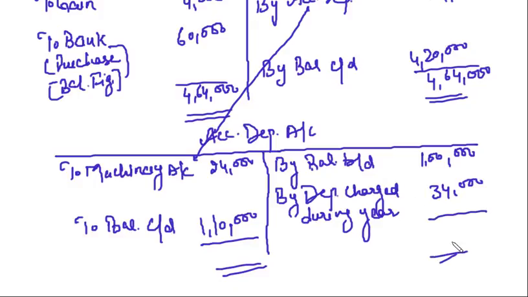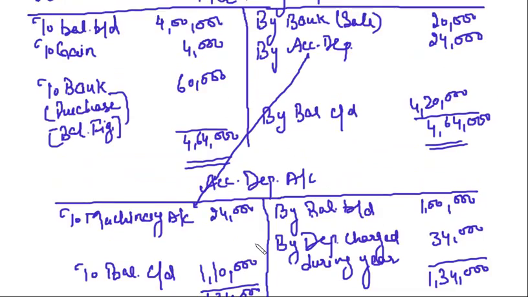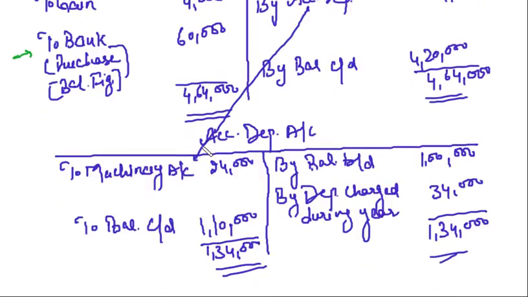Clear? So 1,34,000. Can you tell me what are the relevant figures if we talk of cash flow from investing activities? What are the relevant figures from these two accounts? One is this purchase. One is this sale. Anything to do with gain or accumulated depreciation? No. From accumulated depreciation, do we have anything that is related to cash flow from investing activities?